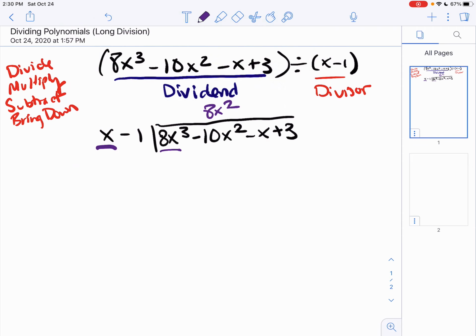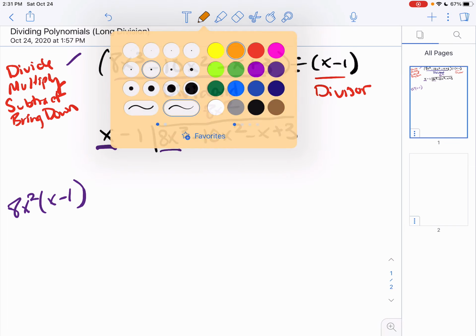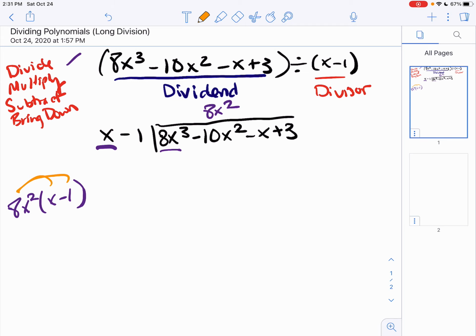So now that I get my 8x squared, I'm going to multiply. So I did my division, now I'm going to multiply what I just got, 8x squared, by my divisor, the whole divisor. So it's going to look something like this. Notice we have to distribute here. We have to use the distributive property. So when we do that, I have x times 8x squared. That's going to get me 8x to the third. I have 8x squared times negative 1. I get negative 8x squared.